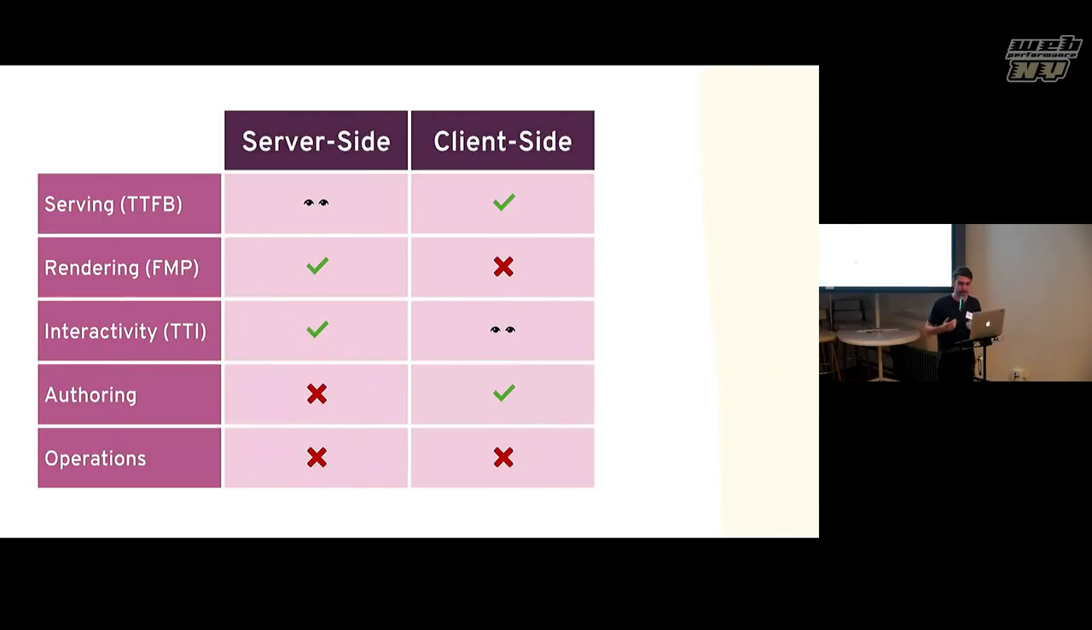From a rendering perspective, server-side rendering is always going to be faster than client-side rendering. Plain HTML and CSS is really fast. JavaScript is slow. Interactivity-wise, same sort of story with client-side rendering. You just need to be mindful of how much JavaScript you're sending. Authoring, we would love to write everything in React. We don't really want to write things in Rails ERB templates. And then from an operational perspective, both of these look kind of similar.